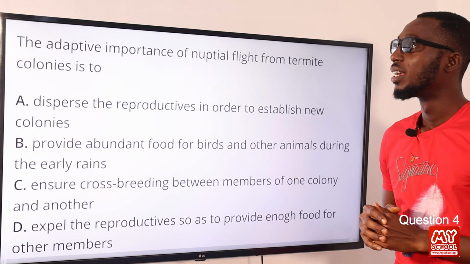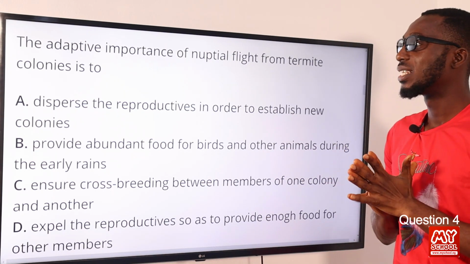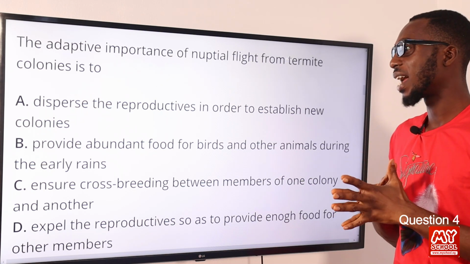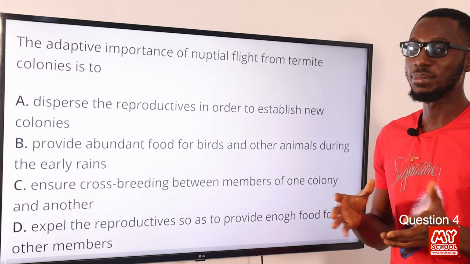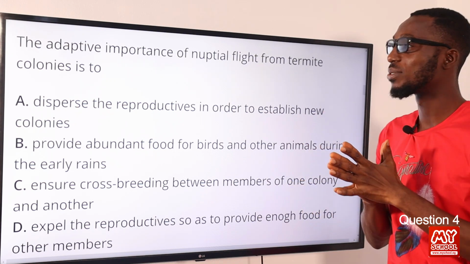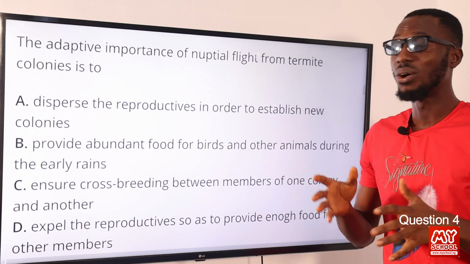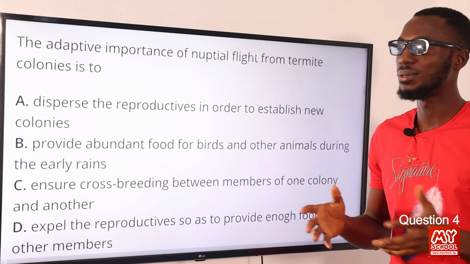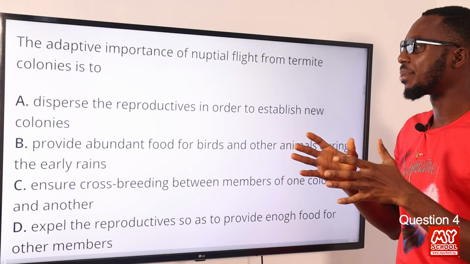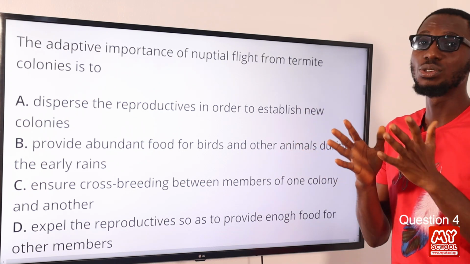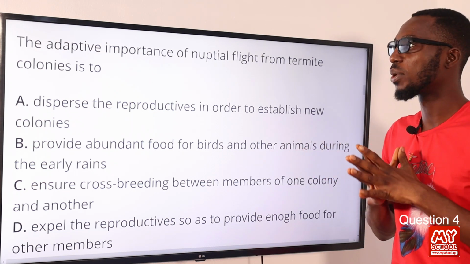Question 4. The adaptive importance of nuptial flight from termite colonies is to do what? This is to disperse the reproductives in order to establish new colonies. This is how it happens, very easy. Termites, you can also refer to them as white ants, feed on wood or dead materials, maybe dead plants. So this is what happens. We have a new colony starting, probably at the onset of rainy season. There is something we call swarming.